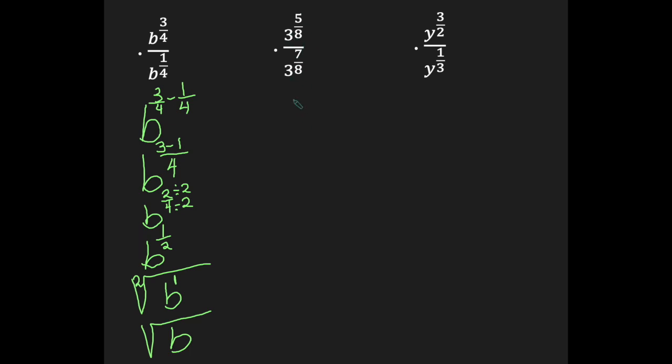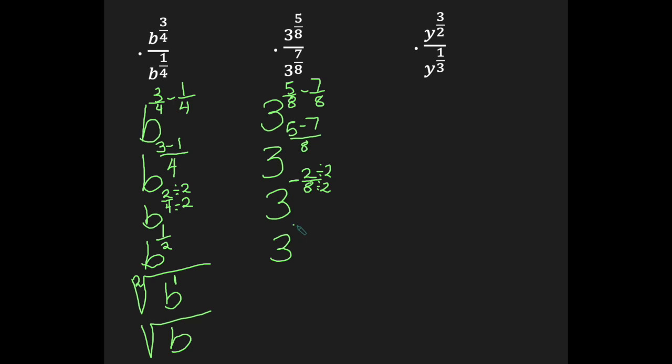Here, my base is a numeral, so keep your base, and we're going to subtract 5 over 8 minus 7 over 8. Again, the denominators are the same, so I'm going to keep the 8, and I'm going to do 5 minus 7. Now I know 5 minus 7 is negative 2 over 8. Again, we're working with fractions. Can I simplify this? The answer is yes. I can divide both of these by 2. So this is 3 raised to the negative 1 over 4.